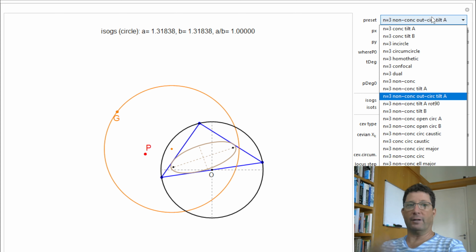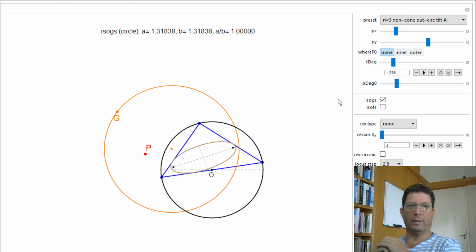What if I pick a different pair of ellipses? I think I have a different pair of ellipses here. Maybe I don't. Okay, so let's just stay with this one.